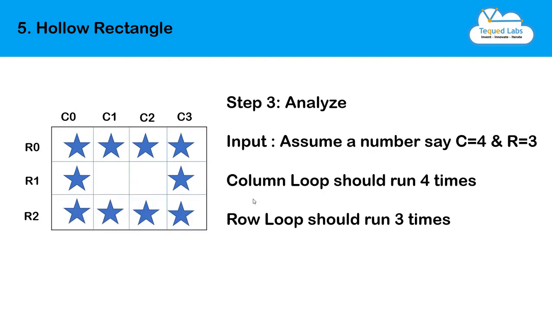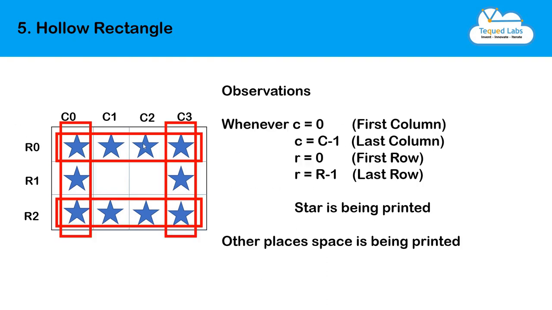Now analyze the complete pattern. Now we know that the row loop should run thrice and the column loop should run 4 times. The row loop is the outermost loop and the column loop is the innermost loop. So this is the important observation that we need to make here.